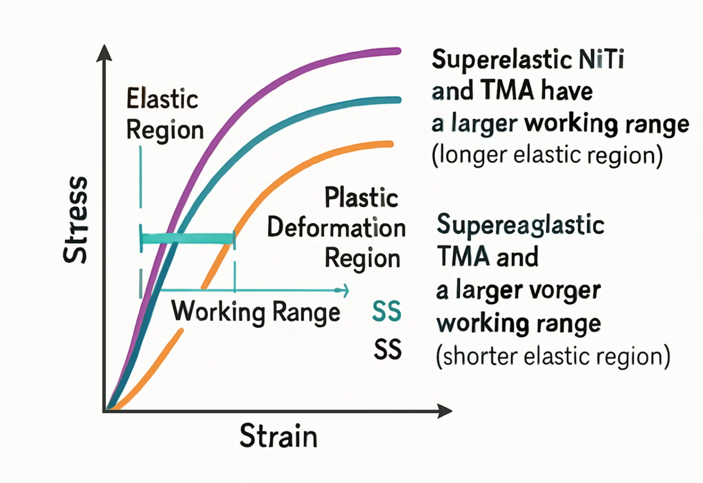Working range. This is the maximum elasticity of a wire before permanent deformation occurs. It represents how far a wire can be activated while still returning to its original shape. Wires with a high working range can deliver forces for longer periods with a single activation, making them very efficient. Superelastic NiTi and TMA wires excel in this regard, while stiffer wires like SS have a lower working range.